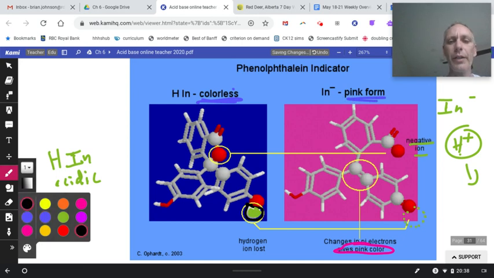And remember, the only difference between them is the acidic has the H plus and the basic has lost the H plus. So losing a single hydrogen ion can change the shape of a molecule and change the way it reflects the color of light. So that's how they work.